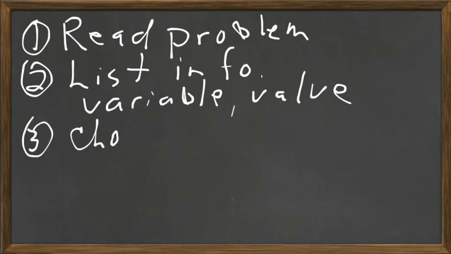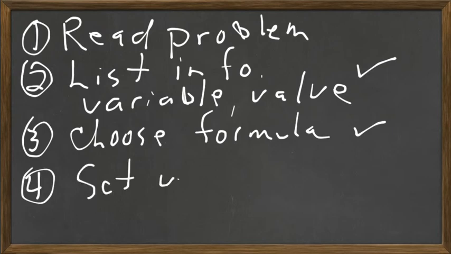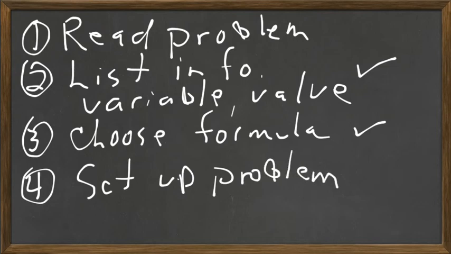3, choose a formula. And it could be more than one. Some problems will take more than one formula to solve. But as long as you have your list of information, you can figure out which formulas those might be. And 4, go ahead and set up your problem. Simply take the information from your list and drag it straight down to where it actually exists in your formula. In other words, it's really a plug-and-play type of situation. And 5, solve.